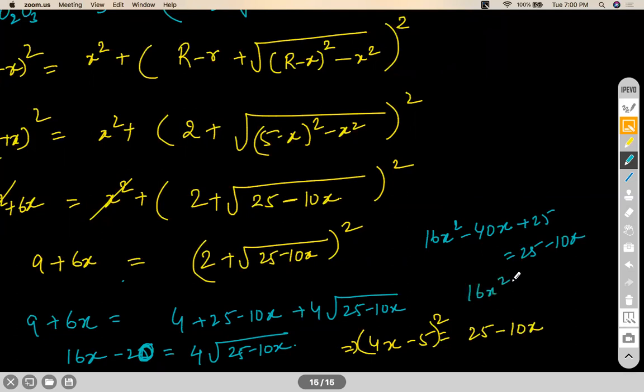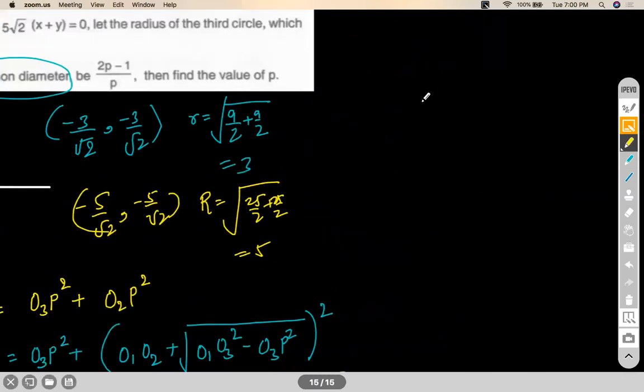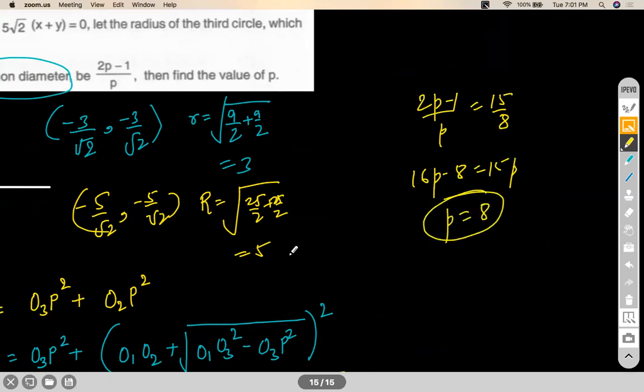So 16x square is equal to 30x. That is what we get. So x is equal to 30 by 16, which is 15 by 8. So now as per the question, 2p minus 1 by p is equal to 15 by 8. That means 16p minus 8 is equal to 15p. So p value is going to be 8.